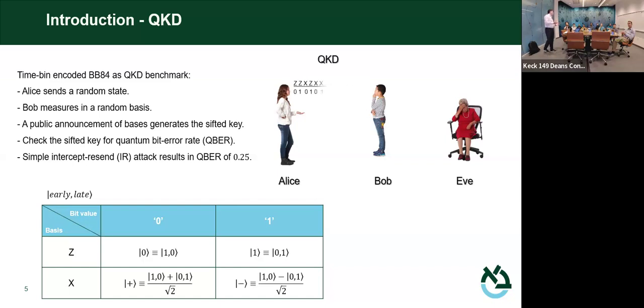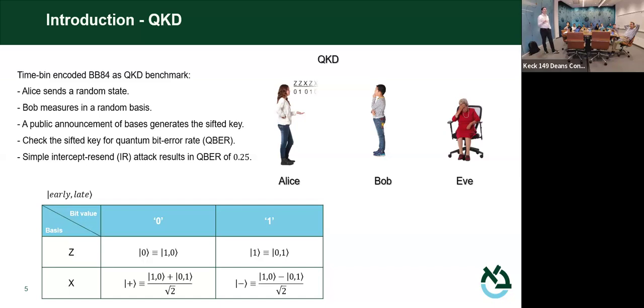If Eve tries to eavesdrop on the communication, basically what she can do is intercept-resend. She intercepts the communication, measures, and then resends according to what she got in her measurement. Because she doesn't know in what basis to measure, she will introduce a quantum bit error rate, or QBER, of 25%, and that will be detectable in Alice and Bob's check. If they see such a high QBER, they will discard the communication and start over. That was the idea in 1984, and that is provably secure.